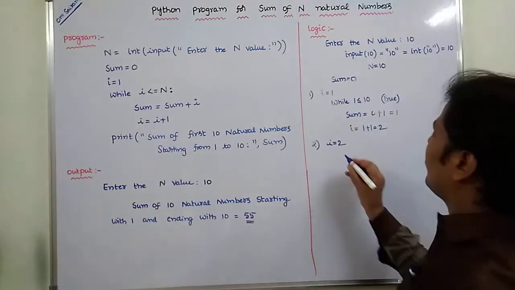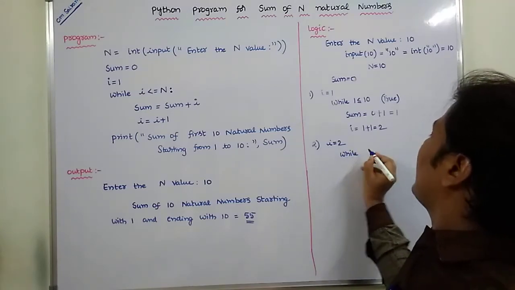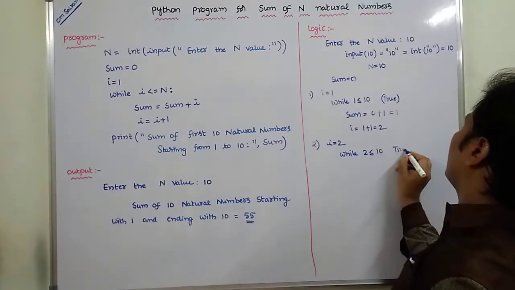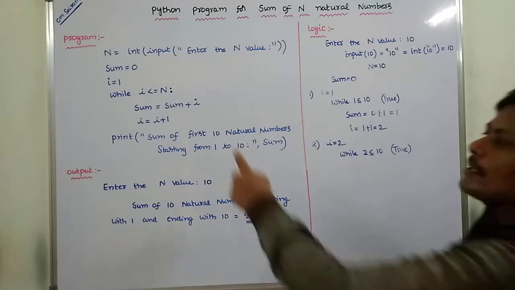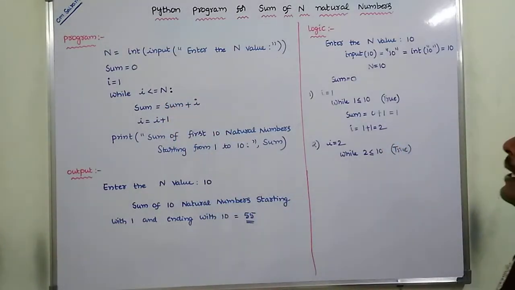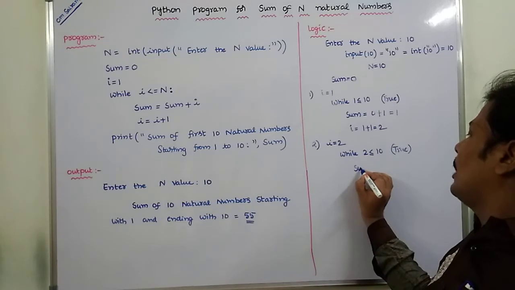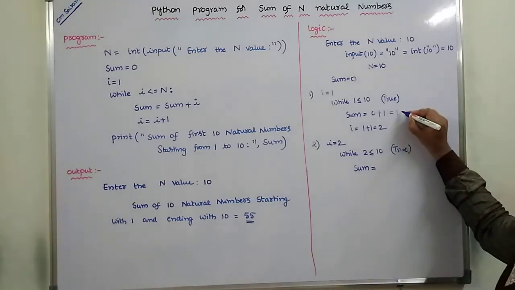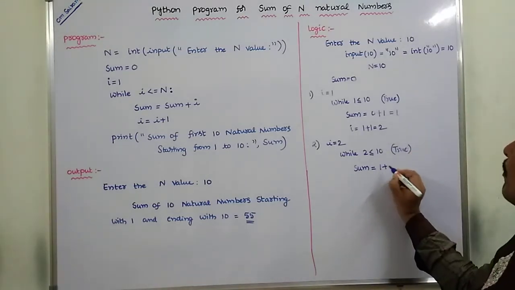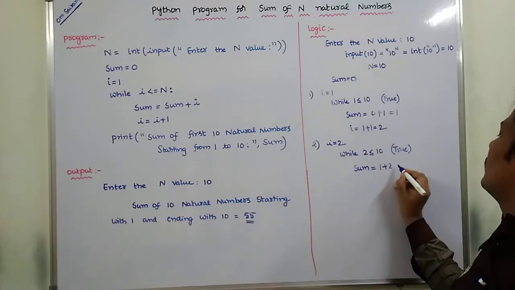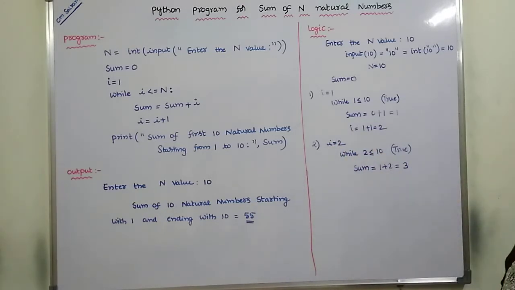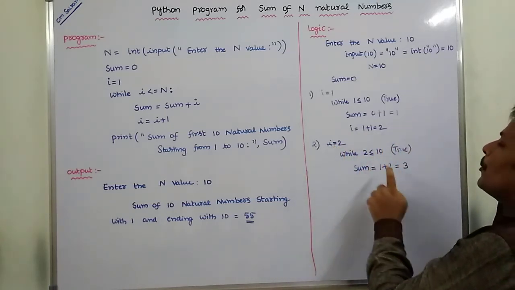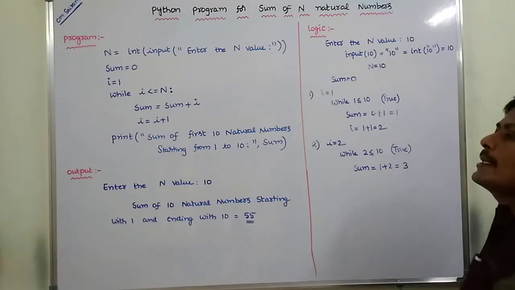Next, go to the while statement. I value is 2, and 2 is less than or equal to 10, so the condition is true. Then the control goes to the body of the while loop, where two statements are there. Sum is equal to sum plus I. In the previous step, sum value is 1, so 1 plus I value 2, that is equal to 3.